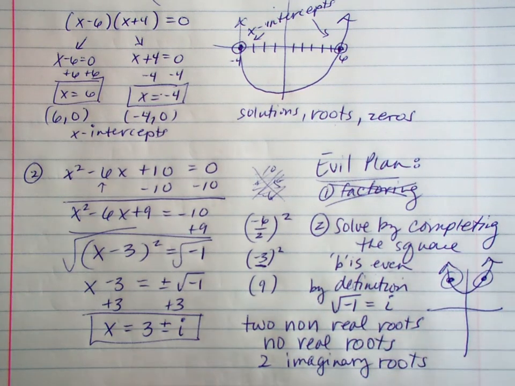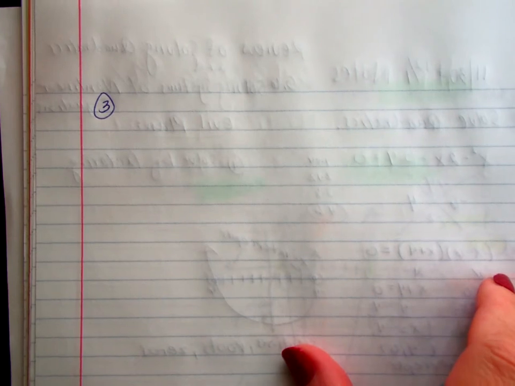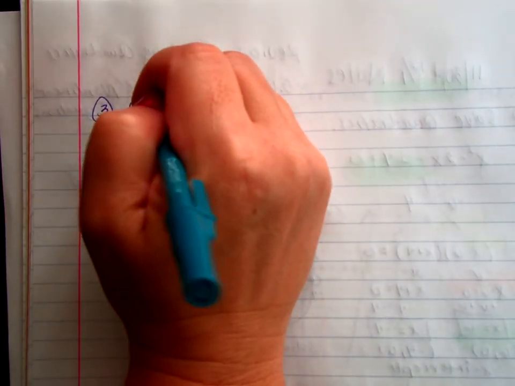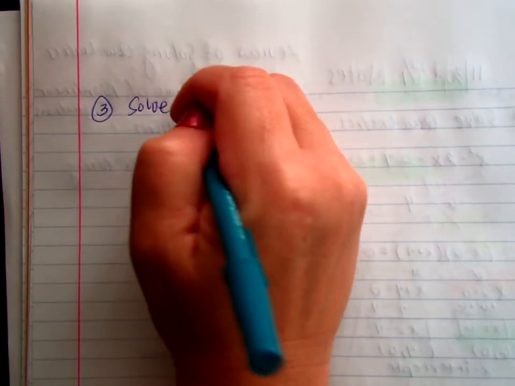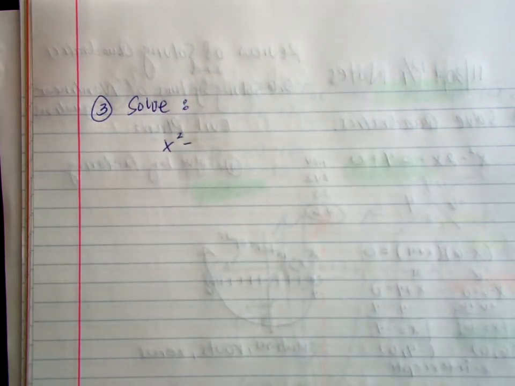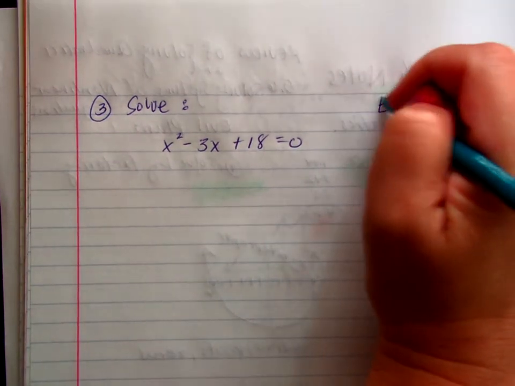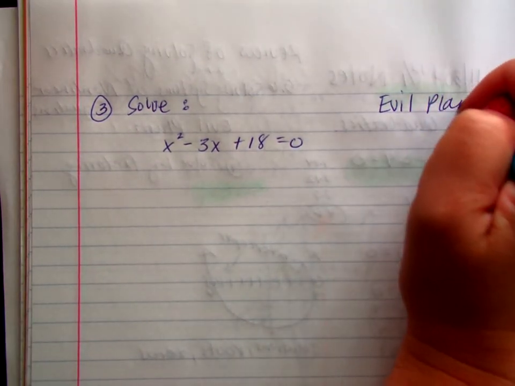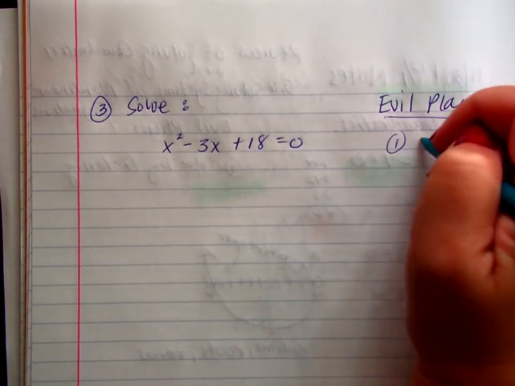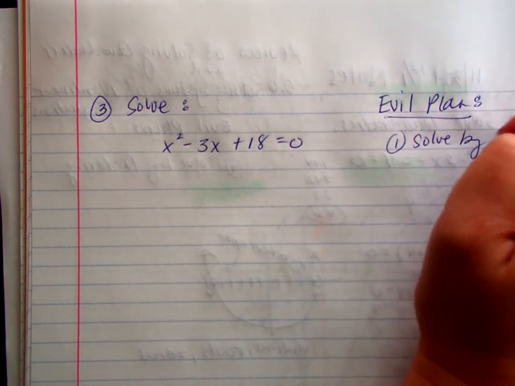Okay, let's go look at number 3. Again, we're being asked to solve this quadratic, and this time it's x squared minus 3x plus 18. So here I go with my evil plans again. Evil plan number 1, solve by factoring.